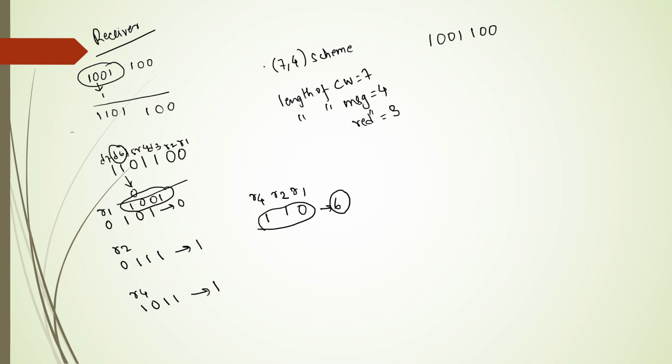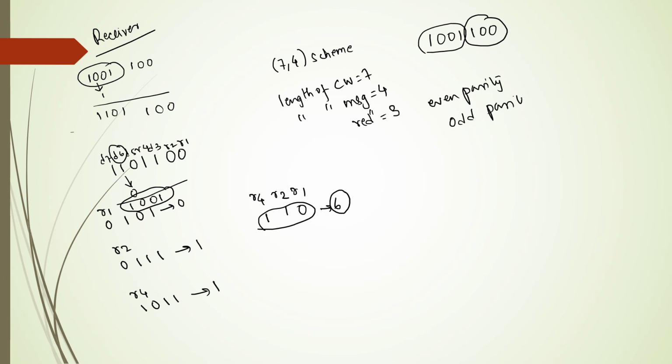Now it can be given like this, a 7 cross 4 scheme, and the data will be given. If the data is given like this, you can understand that it is a message of 4 bits, so the first 4 bits are the message. And the redundancy bits are 3, so the next 3 bits are the redundancy bits. Also in your question, it may be given that it is using an even parity or an odd parity.